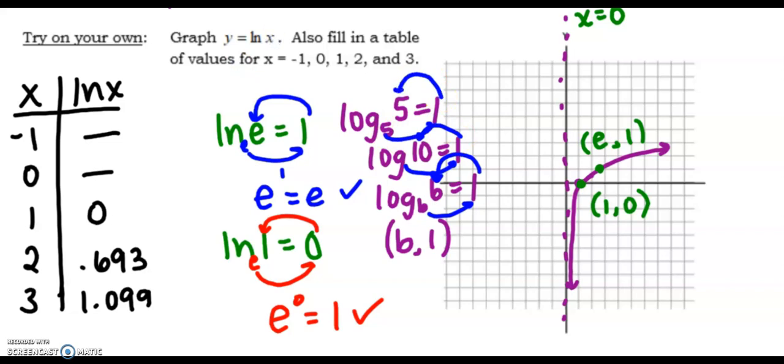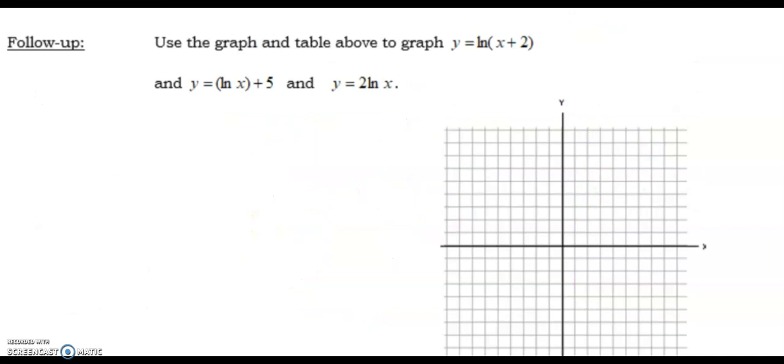All logarithms, regardless of their base, will go through the point (1, 0), because whatever this base happens to be, when you take a base to the 0 power, you end up with 1. All right, use the graph in the table above to graph this function. So thinking about this, we are going to take our graph and shift it to the left 2.